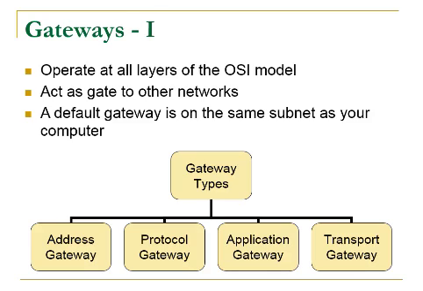Another device is called a gateway. It is used for networking purposes in our computer network. It operates at all 7 layers of the OSI model and acts as a gate to other networks. A default gateway is on the same subnet as your computer. There are 4 different types of gateways: address gateway, protocol gateway, application gateway, and transport gateway.